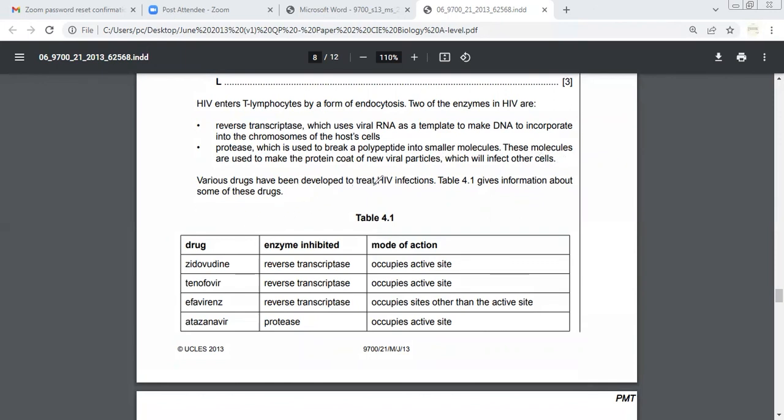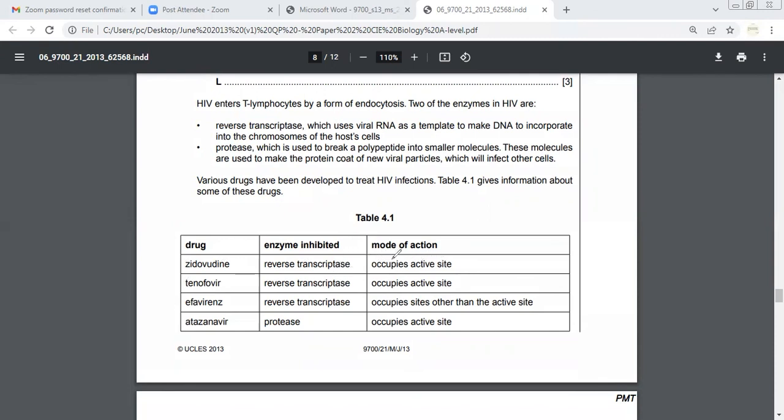Various drugs have been developed to treat HIV infections. Table 4.1 gives the information about some of these drugs. Drugs, azithromycin reverse transcriptase को inhibit करती है. That means कि RNA को जो है ना DNA में convert करने वाला जो enzyme है उसको inhibit कर देती है या खत्म कर देती है.